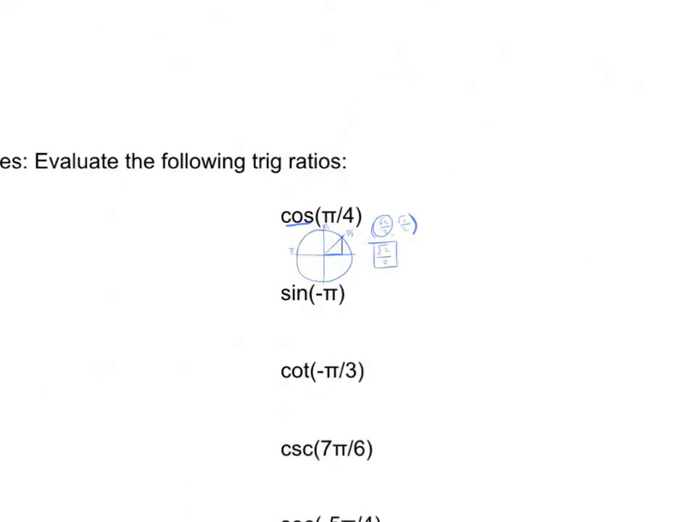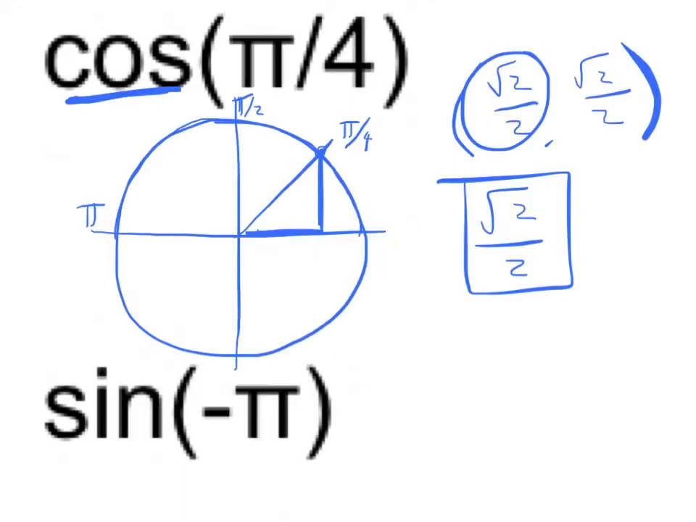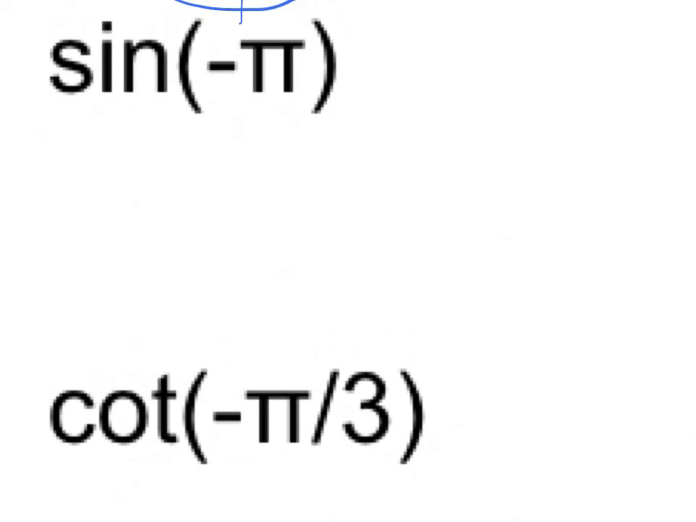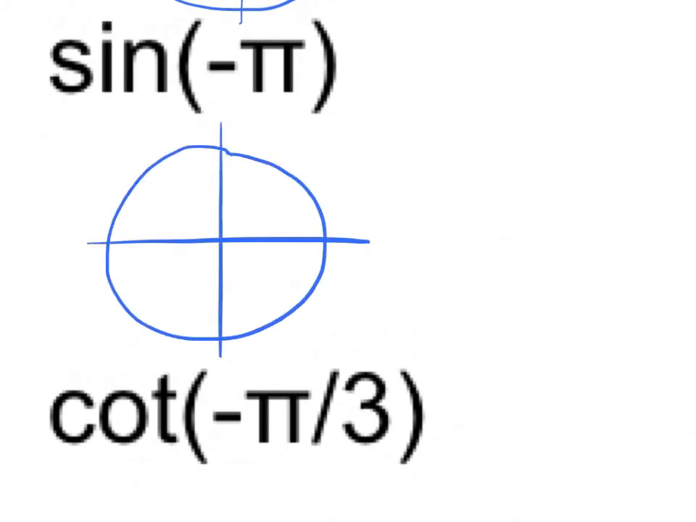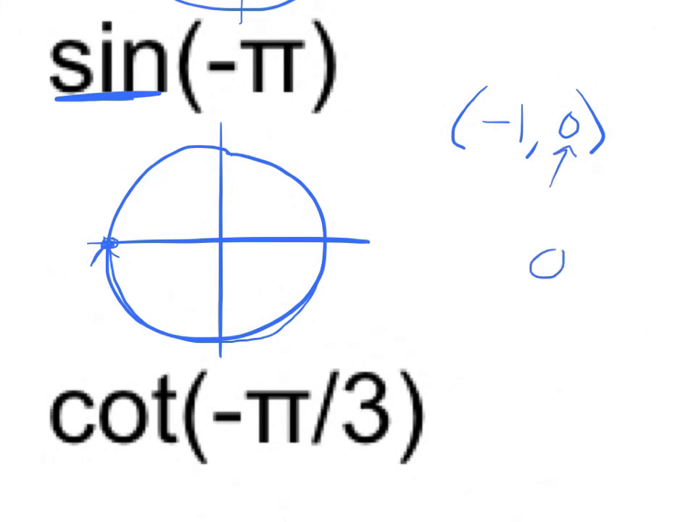Next up is the sine of negative pi. So the sine of negative pi, we take our unit circle. This time we're going to go backward pi, so we're going to go all the way back to here. So that's the point that we're looking at. The coordinates of that point are negative 1, 0. Sine is supposed to be the y coordinate, so the sine of negative pi is 0.